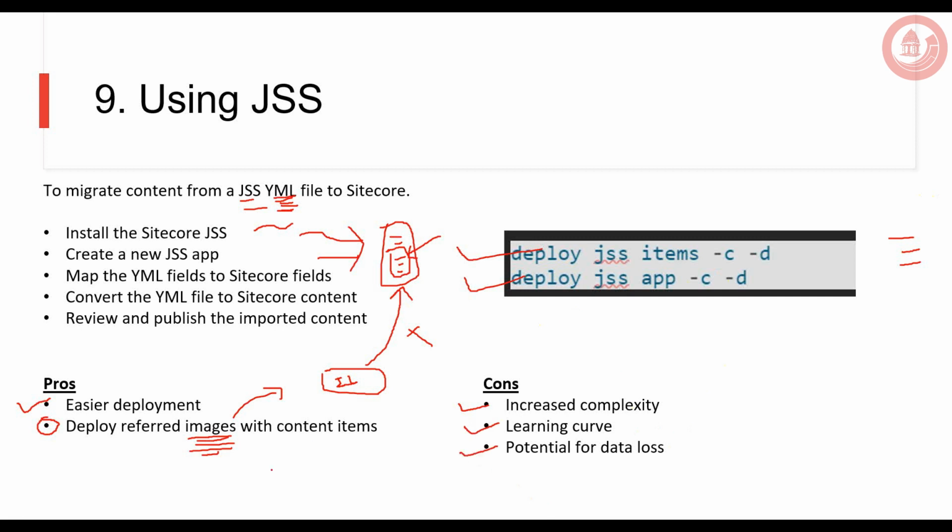And if you are not referring to some data, let's suppose within your JSS application you have 10 images, but you are just referring to 5. So the rest of the 5 images are not going to be migrated into Sitecore. You have those images, but still those are not migrated by these commands because you are not referring to them. So there is a potential of data loss here.